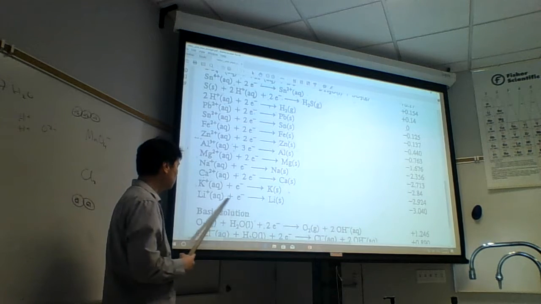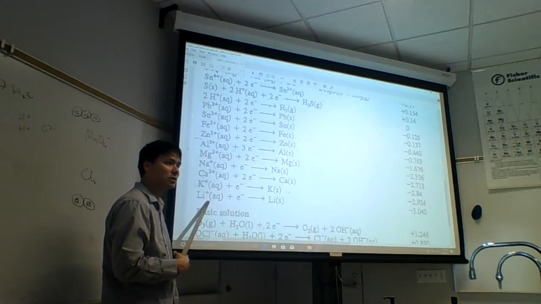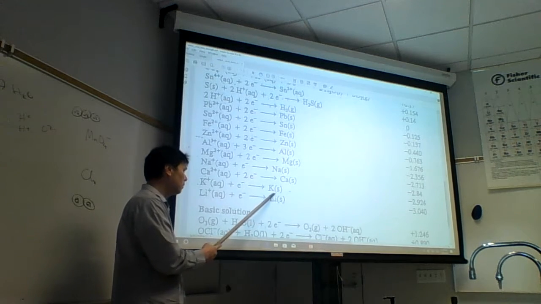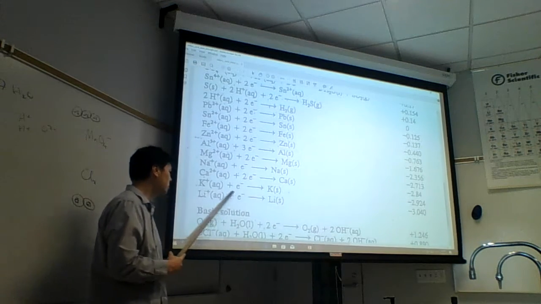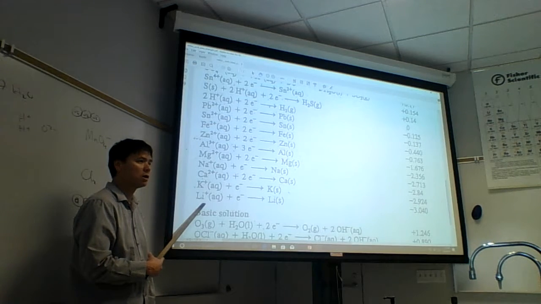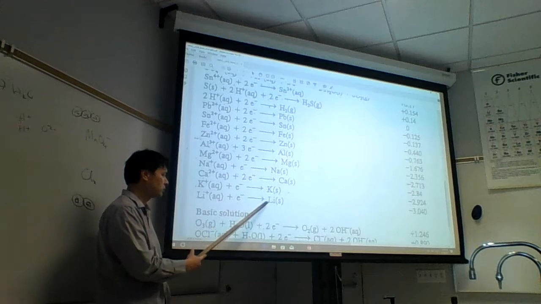That means its conjugate, lithium ion. Is lithium ion a good oxidizer? Does it really want electrons? No. And so lithium metal is the most powerful reducer. Its conjugate, lithium ion, is the absolute weakest oxidizer on the chart. So the conjugate relationship is oxidizer-reducer.